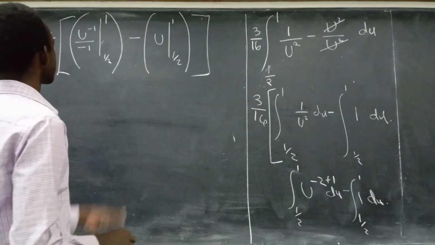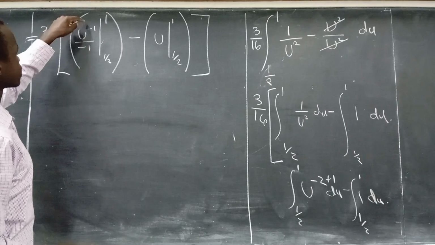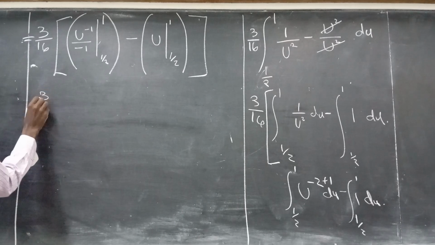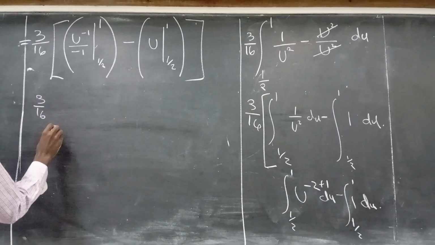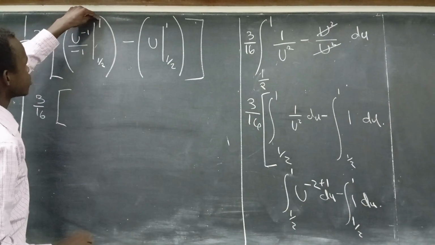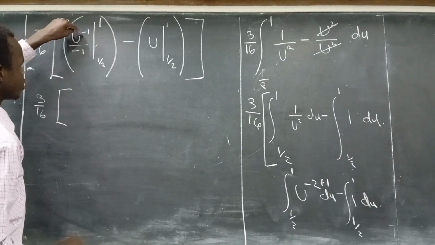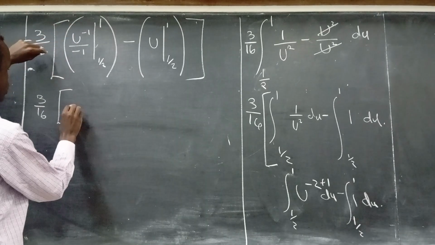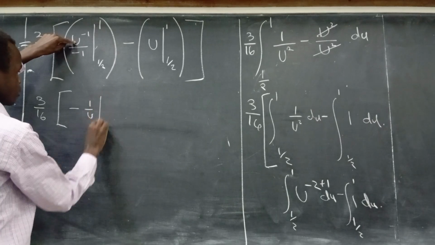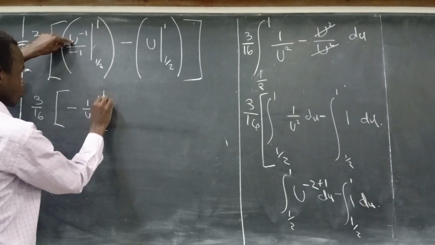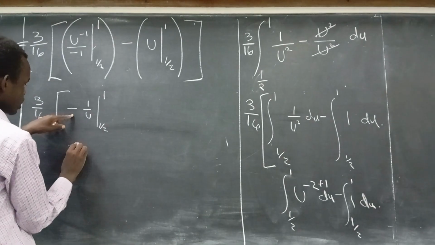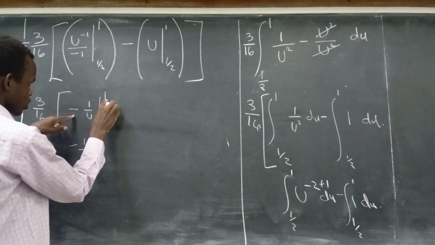So from here, we'll just be replacing a half and 1 into this part, the u. So I'll say 3 over 16. All that will be multiplied by, I'll be replacing 1 into the u part. Remember there's a negative, so it's just the same as negative of 1 over u, right? Then the bound is from a half to 1. So I'll be evaluating this. So let me first evaluate this part. I'll say negative 1 over, what's my u?